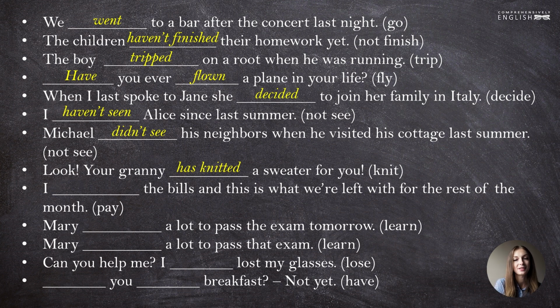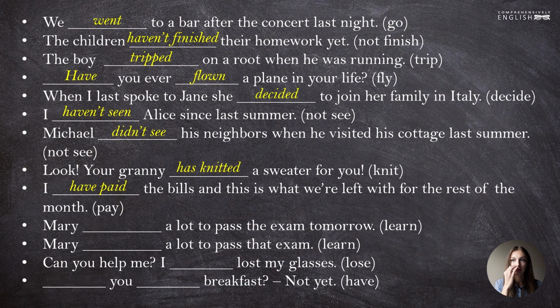Why do we use the present perfect tense? Because we are speaking about the result that we hold in our hands. Look, here it is. She has knitted a sweater for you. I have paid the bills, and this is what we are left with for the rest of the month. I have paid the bills, and it impacted our present, the rest of this month. Now we have less money because I have paid the bills.